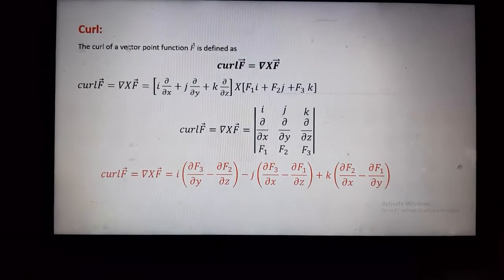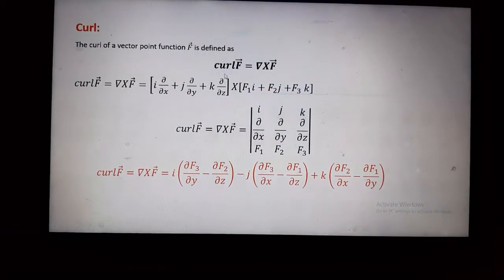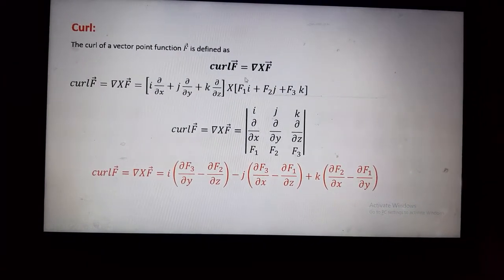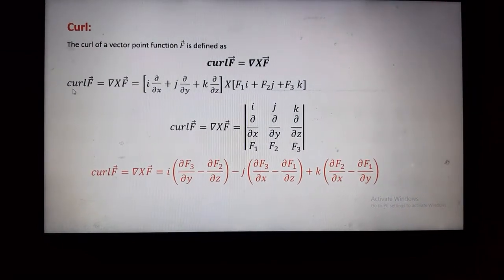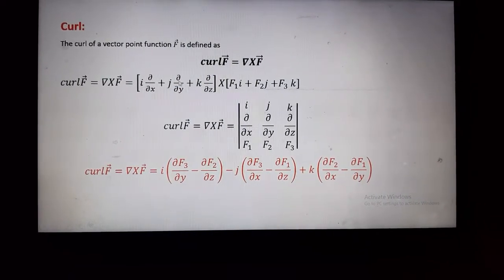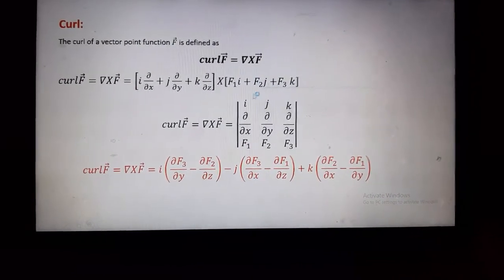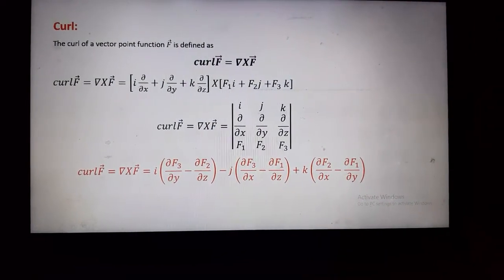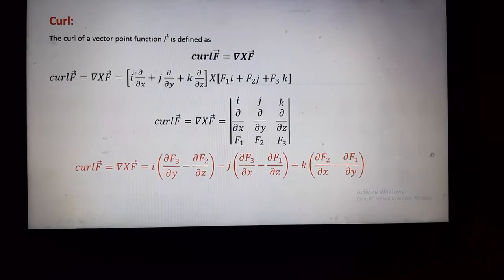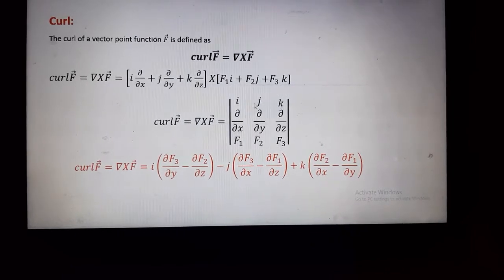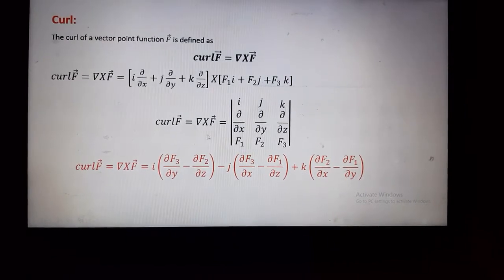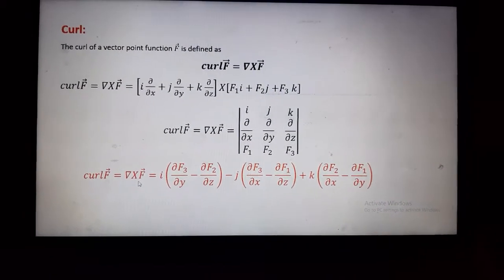So now we will define curl. Curl of f bar is equal to del cross f bar. I will simplify this. First I will write the definition of del here, the operator del cross the vector. We know that the cross product of two vectors is given by the determinant of i, j, k; dou by dou x, dou by dou y, dou by dou z; and here the vector is f1, f2 and f3. After simplifying this, we will get the curl of a vector.